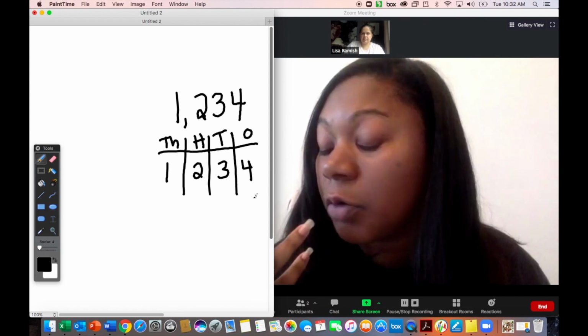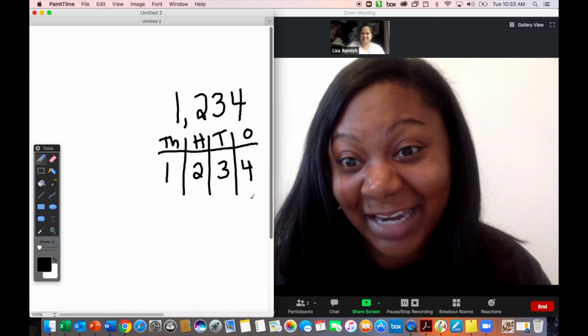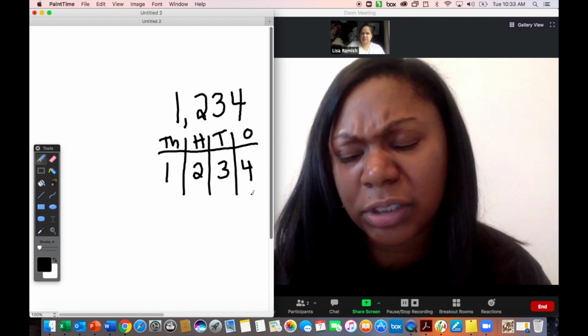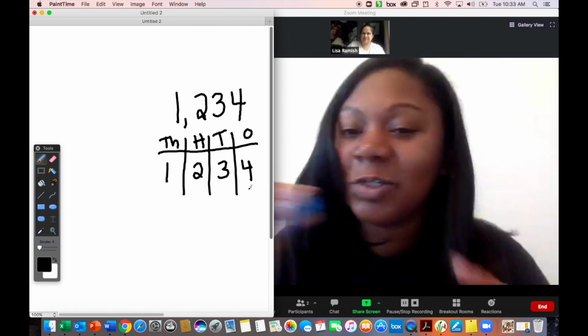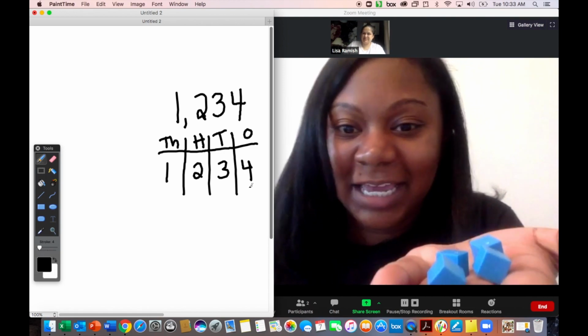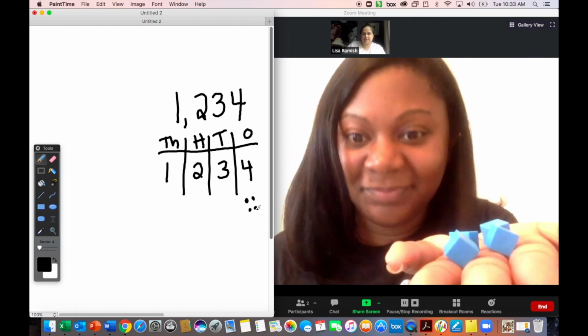So if I start with the lowest place value, that will be my ones. So just like yesterday, 1,234, I have 4 ones. So I'm going to place 4 ones in my chart. Awesome. 4 little dots for the 4 ones.